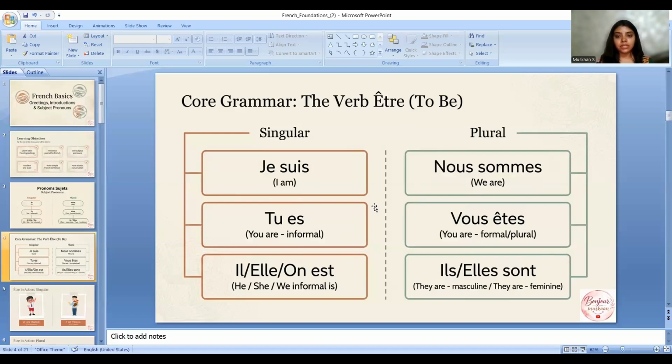Once again, repeat after me. Je suis, tu es, il est, elle est, on est. Here also the liaison is followed because of the consonant and vowel. Then nous sommes, vous êtes, ils sont, elles sont.